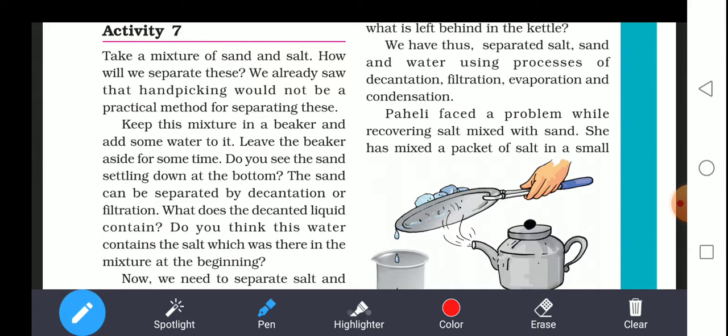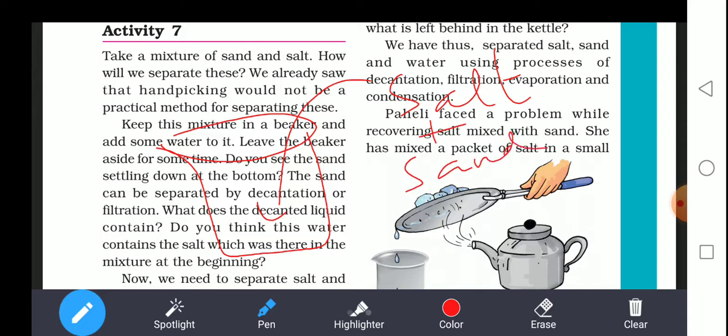Keep this mixture in a beaker and add some water to it. What happens? You take a beaker. In that beaker, you add salt and sand mixed. This is the salt and sand mixture, and you kept it in a beaker. Now you add water. What are you adding? Water. Now you add water. What happened?